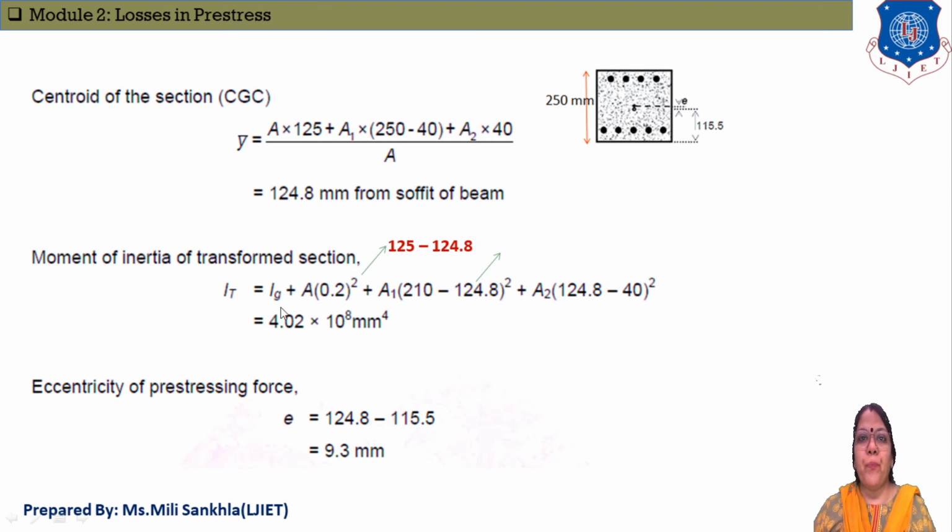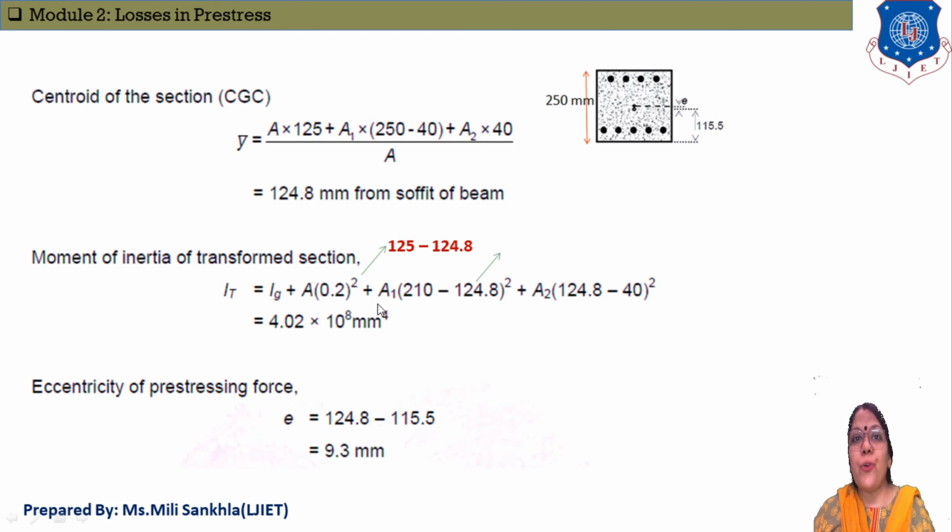Okay, so first we use the parallel axis theorem: IG plus A h square, plus IG, which is b d cube by 12 for the whole section. Here A is equal to the area, 75,000, then 0.2, that means from the neutral axis 125 and the y bar we found, 124.8. Okay, h is equal to the difference between y minus y1. So y is equal to 125 minus the y bar we found, 124.8, and we get 0.2.